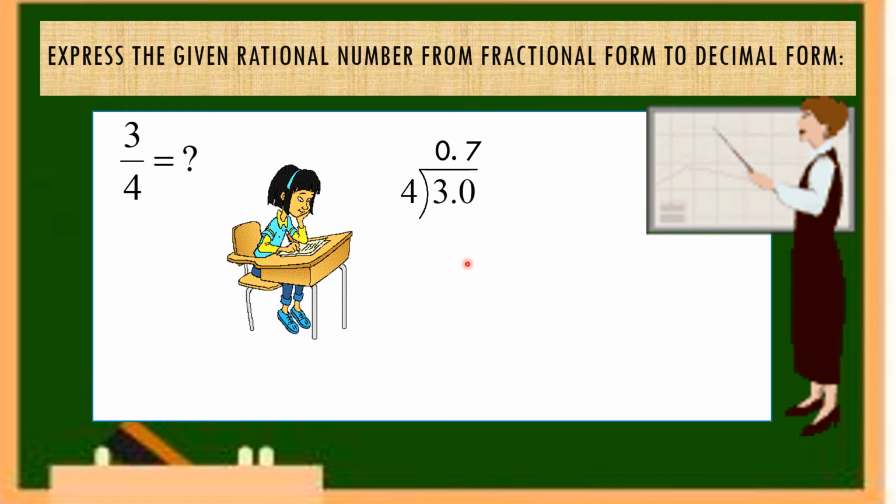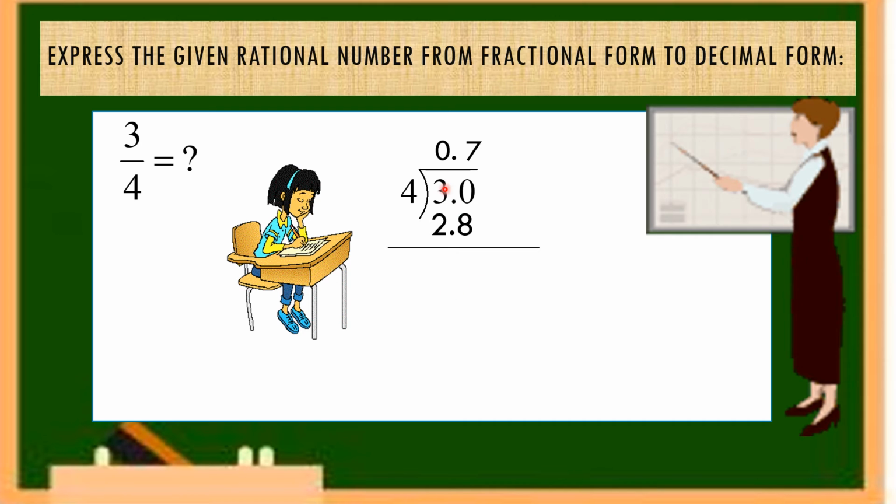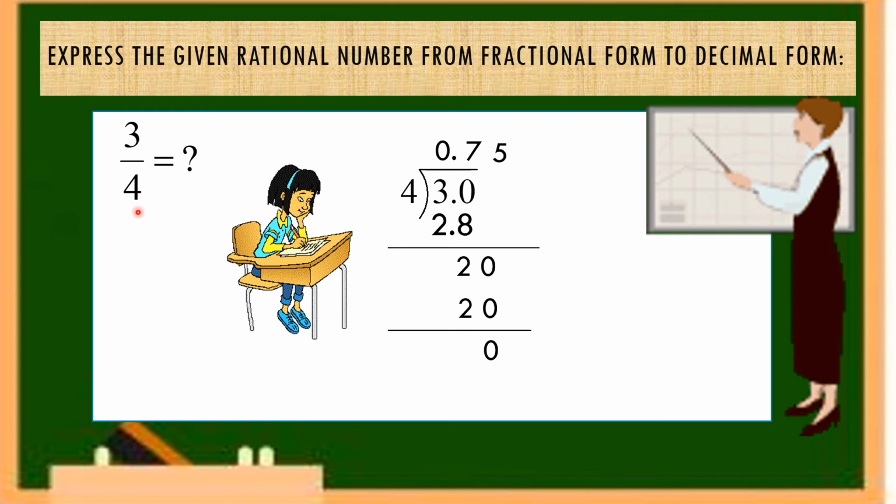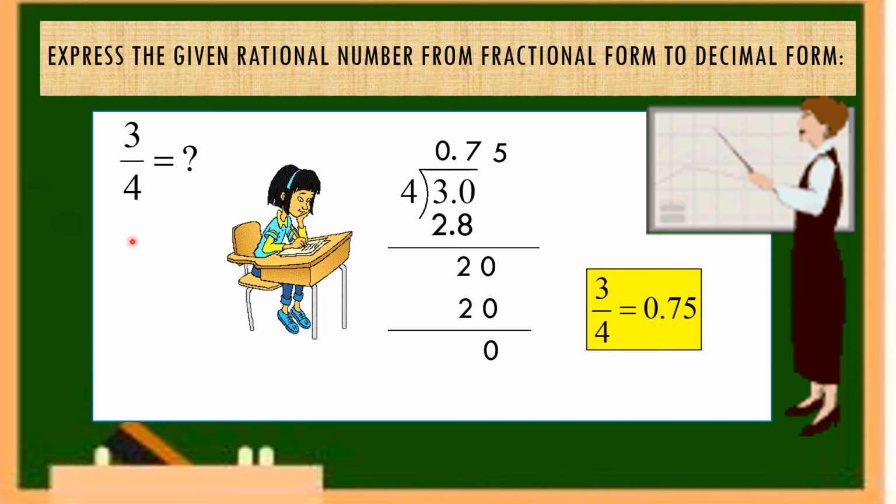7 times 4 is 28. Then, we have 30 minus 28 is actually 2. We will annex 0. And 20 divided by 4 is 5. 5 times 4 is 20. And 20 minus 20 is 0. So what is the value of 3/4 in decimal form? 3/4 equals 0 and 75 hundredths.